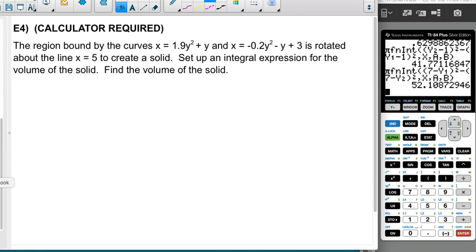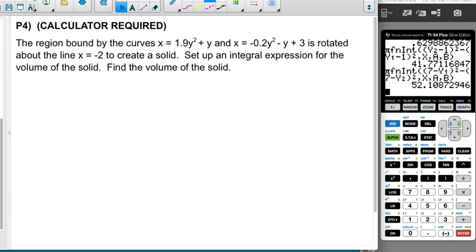Okay, so you'll see the same thing's going to happen here. I'm going to use the same two curves in E4 and P4. I'm just going to pick a different axis of rotation. So again, what's tricky about this is that when you're putting it in your calculator, it's going to be flipped, and that's kind of obnoxious. It's going to be backwards.